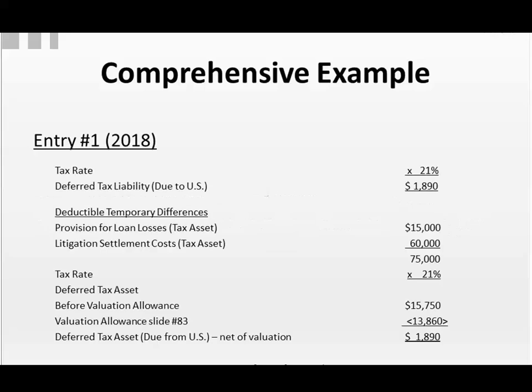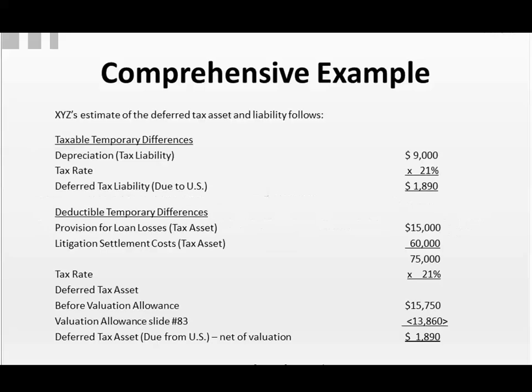Then you'd have to account for the so-called temporary differences. Well, we still have the $9,000 depreciation, but now instead of multiplying by 15%, we multiply by 21%. So that would give me a due to Uncle Sam, or deferred tax liability, of $1,890. We still have the provision and the litigation, which adds up to $75,000. They create a deferred tax asset, due from Uncle Sam, and multiply that by 21%, and you wind up with a deferred tax asset account of $15,750 before considering any valuation allowance.